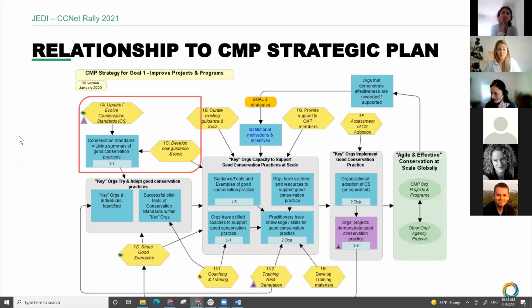And so here's how we fit into the CMP strategic plan. We fit somewhere in between updating and evolving the conservation standards and developing new guidance and tools. Ultimately, what we're trying to do is figure out how to best incorporate these DEIJ practices into our conservation standards guidance. So in the short term, this will probably look like separate tools and resources being provided to the community, but really we want to get to a place where we can fully integrate it.